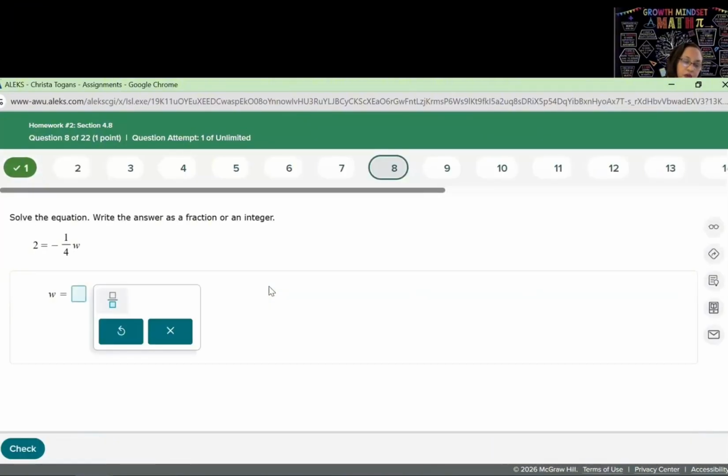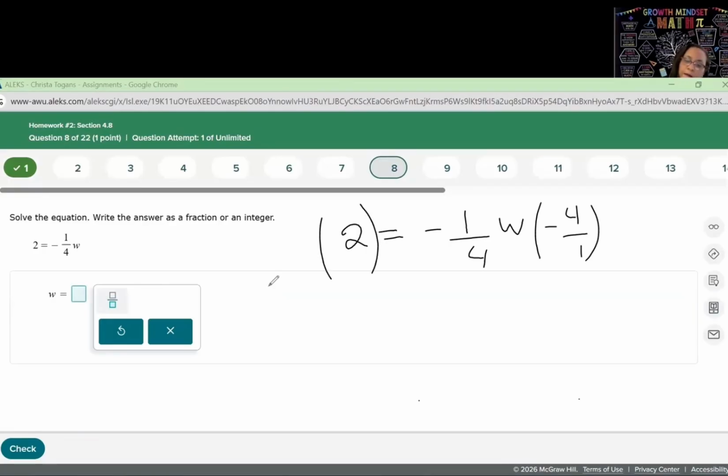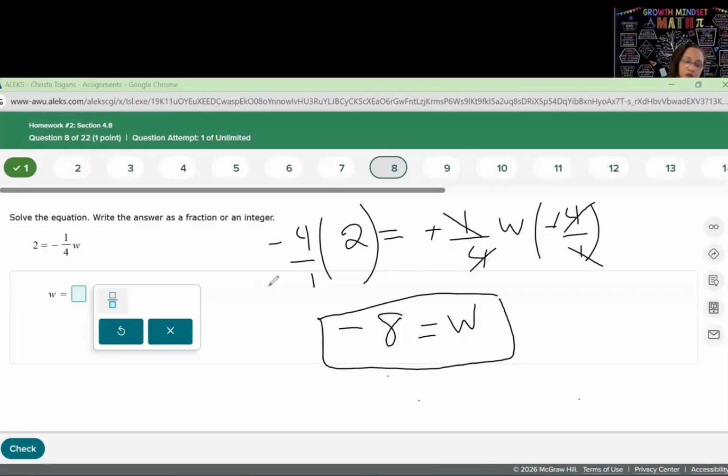For this one, I'll do this one. So 2 equals -1/4 w. And I'm just going to multiply both sides by -4/1. And then I'm going to get -8 equals w, right? Because this cancels and the negatives are also gone. Okay, so you're going to get -8 here.